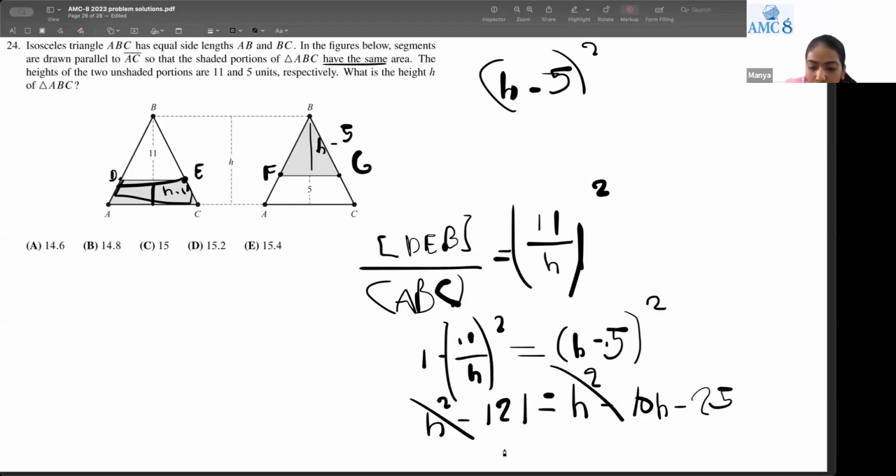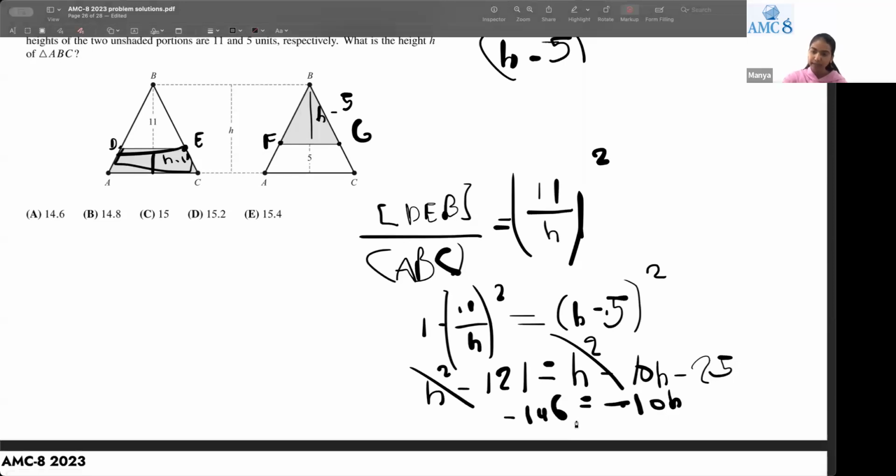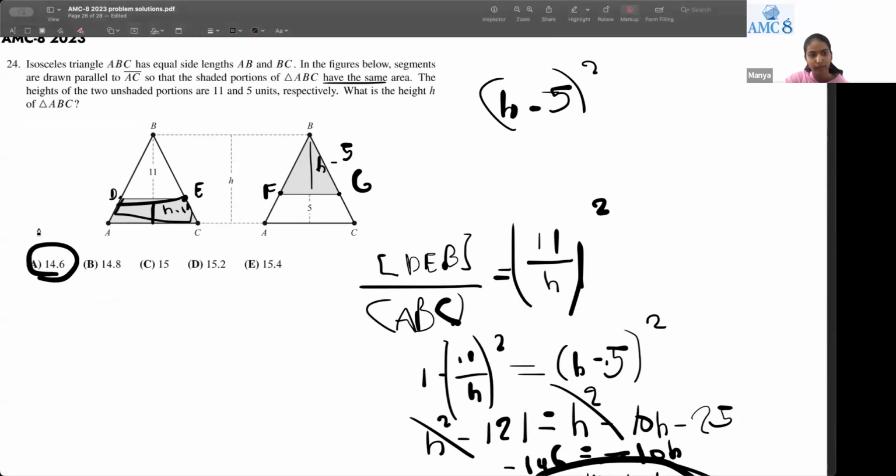And we'll be getting minus 146 is equal to negative 10h. And we'll be getting 146 equals 10h. h is equal to 14.6. So that means that the total height is equal to 14.6, and that's how we got our answer choice A.